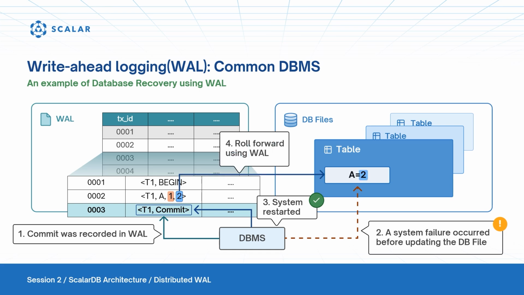We can realize that WAL is a key technology for providing atomicity and durability in database systems. Each database system has its own WAL architecture. Therefore, it is difficult to achieve ACID transactions across multiple types of databases.